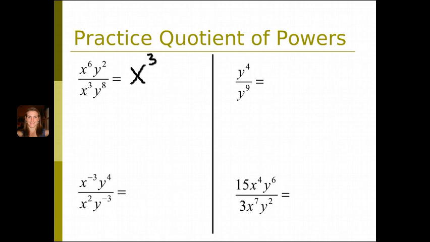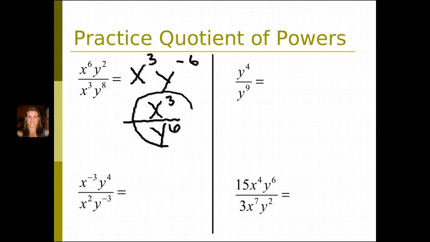Then we have y to the 2nd over y to the 8th. When we subtract those, 2 minus 8 gives us a negative 6. Now, we have to remember that we can't leave a negative exponent in our final answer. So we are going to have to draw a fraction bar. X to the 3rd stays on top, but y to the 6th will move below the fraction bar and lose the negative symbol. And our final answer is x to the 3rd over y to the 6th.